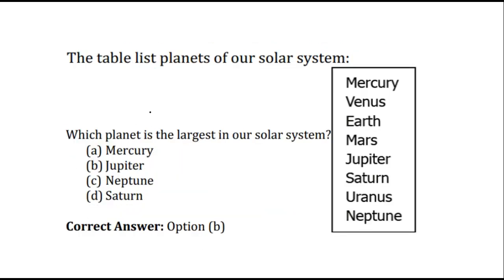We'll go for the next question. The table lists planets of the solar system. Okay, from Mercury, Venus, Earth, Mars, Jupiter, Saturn, Uranus, Neptune. So which planet is the largest in our solar system? Simple question. We have all studied in the previous videos, or even in previous classes, that Jupiter is the largest planet in our solar system. So the option is B.